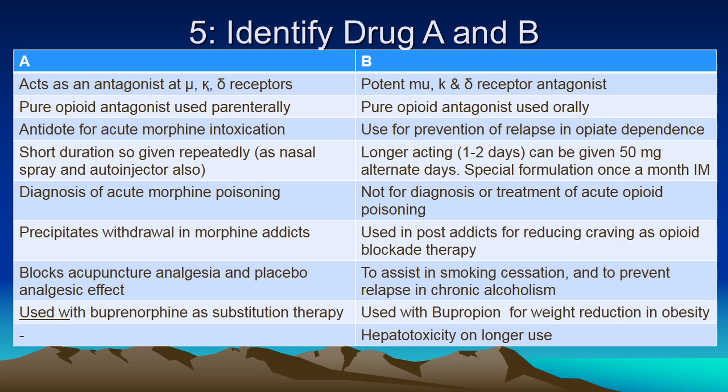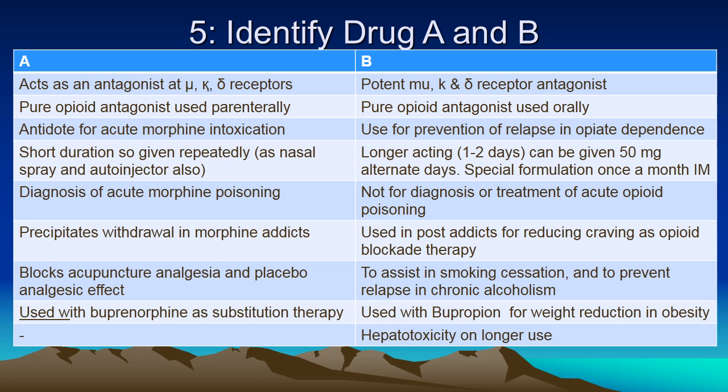5. Identify drug A and B. A acts as an antagonist at mu, kappa, delta receptors. B also acts as a potent antagonist at mu, kappa and delta. A is a pure opioid antagonist used parenterally. B is a pure opioid antagonist used orally.